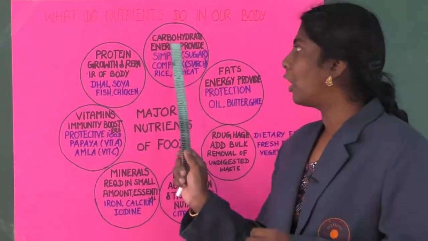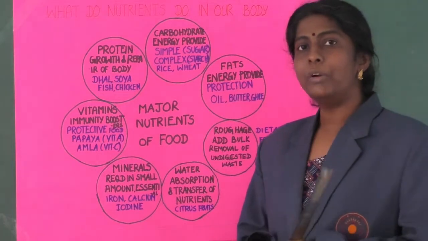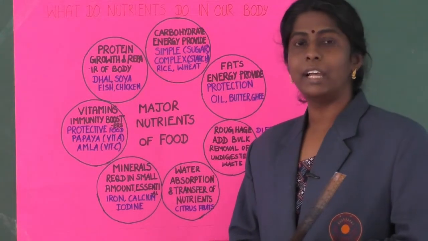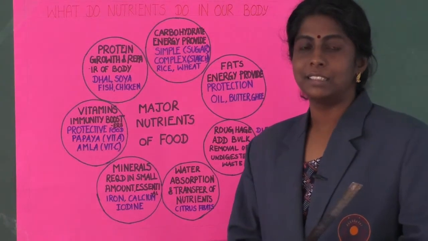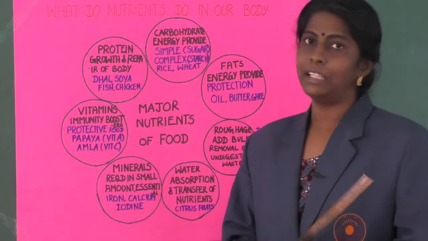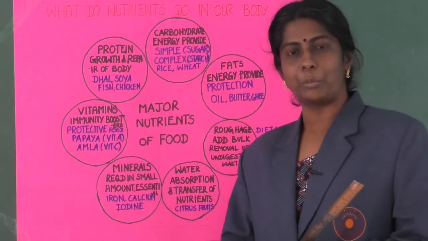So the first type, carbohydrate. Let me take carbohydrate. So carbohydrates are basically energy providers. They are energy providers. There are two different types of carbohydrates, simple and complex. Simple carbohydrates and complex carbohydrates.